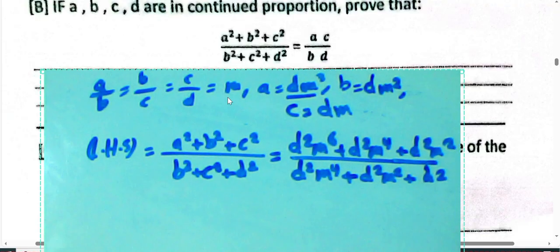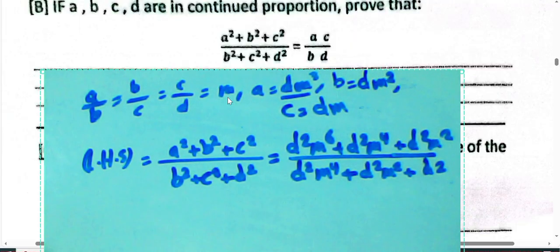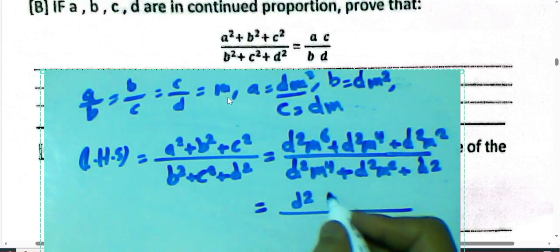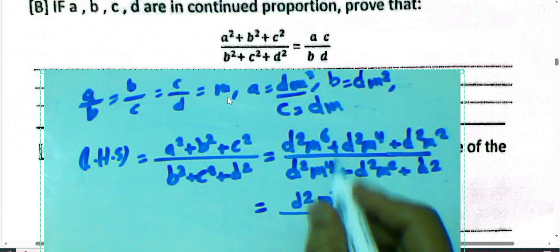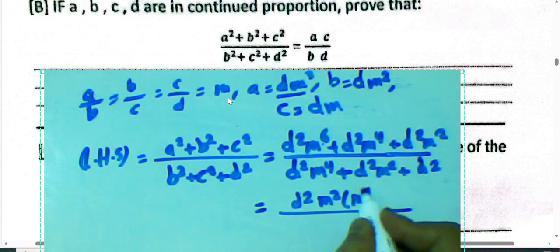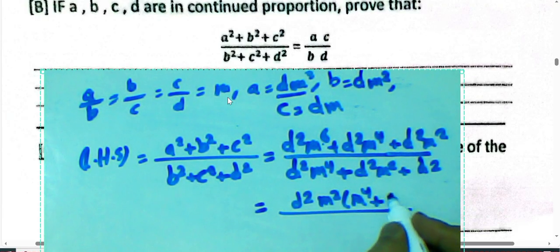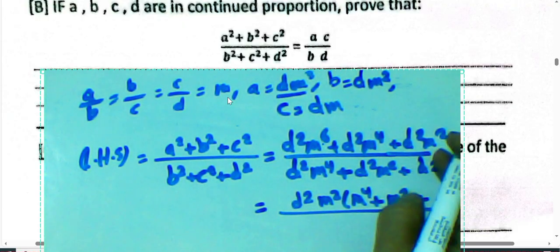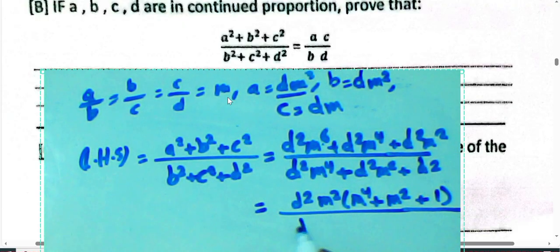Then you can write the common factor in the numerator. We have D power 2 repeated and also M power 2 repeated. M power 6 divided by M power 2 will be M power 4, plus M power 4 divided by M power 2, and the same number it will be 1. And down we have D power 2 as the common factor; divided, it will be M power 4, divided by this it will be M power 2, and divided by this it will be 1.